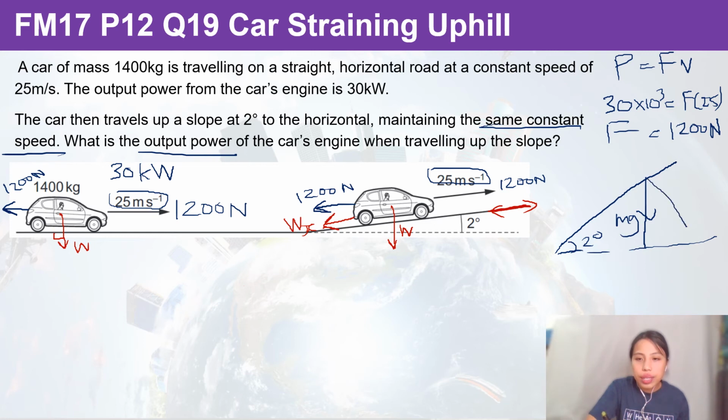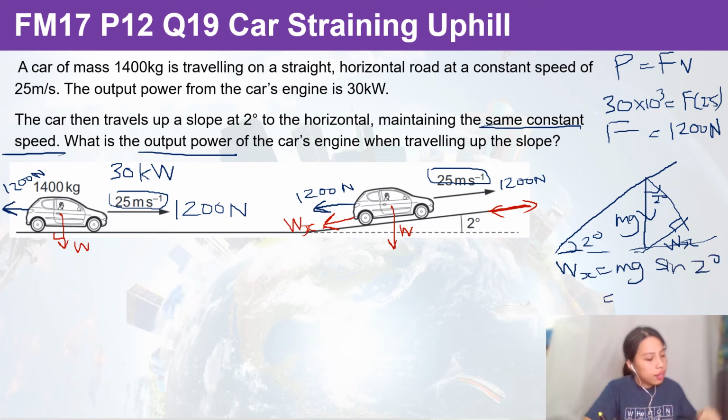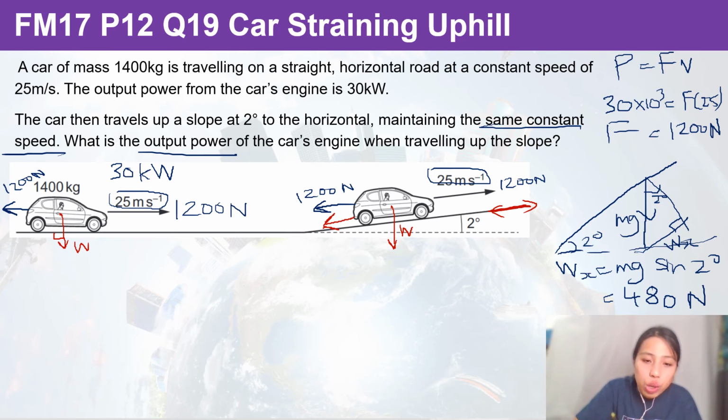We're trying to find the vertical and horizontal component of weight. This is the horizontal one, and this is the angle, 2 degrees. What is Wx? Wx will be, in this case, mg sine 2 degrees, which is about, I think I wrote it down, 480 newtons if I round it off. So 480 newtons. Oh my. So once you start going uphill, you have an additional 480 newtons that the engine has to fight against.